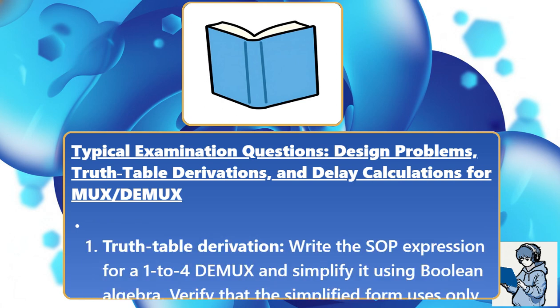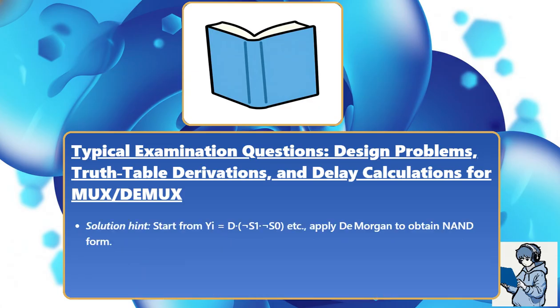2. Truth table derivation. Write the sum of products expression for a 1 to 4 demultiplexer and simplify it using Boolean algebra. Verify that the simplified form uses only 2 NAND gates per output. Solution hint: start from y sub i equals d and not s1 and not s0, etc. Apply De Morgan to obtain NAND form.